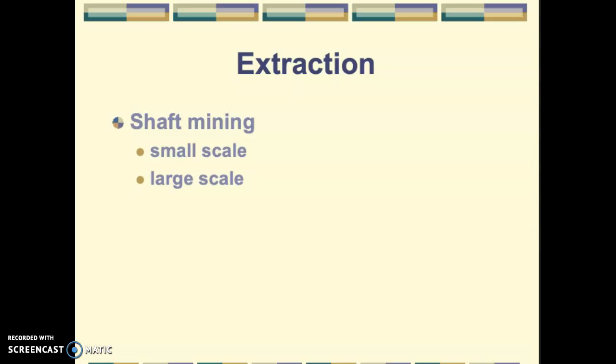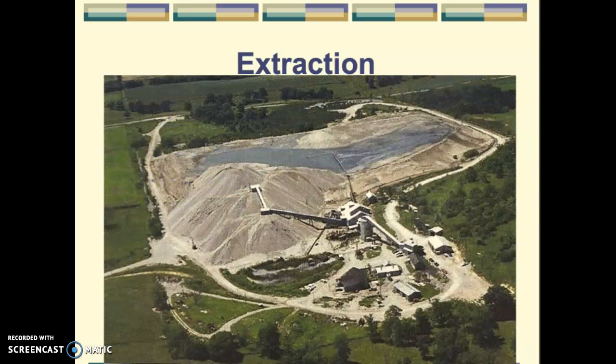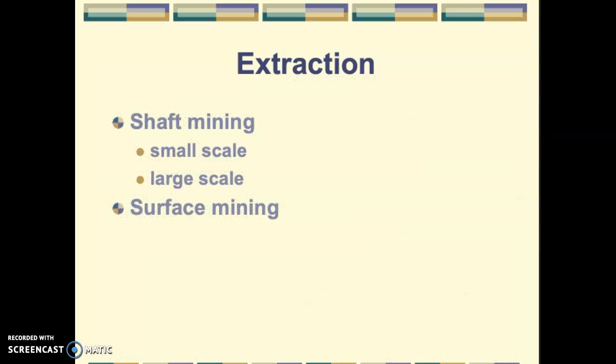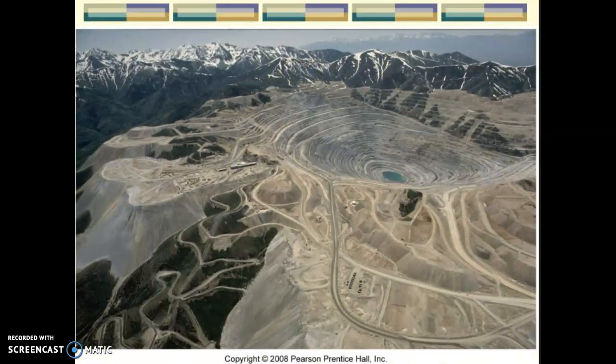And then if you get into a really large scale operation, it can look something like this, where you're actually driving trucks into the ground and using trucks and conveyor belts to take the material out. And then we can also do surface mining, where we just dig a big hole in the ground. If the material is close enough to the surface, we just start at the surface and work our way down, finding the material that we want and putting the slag material off to the side. That's just the extra stuff that we're either not interested in or the byproduct of processing the ore material.